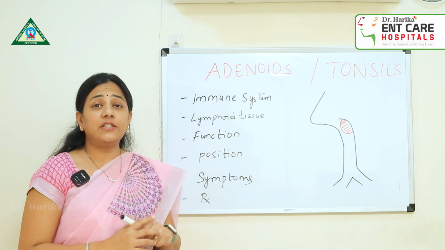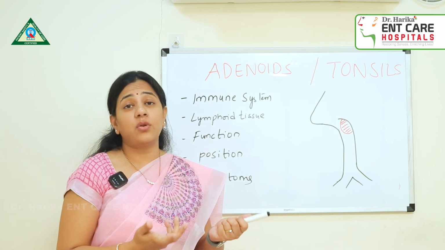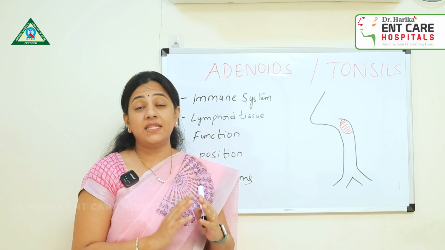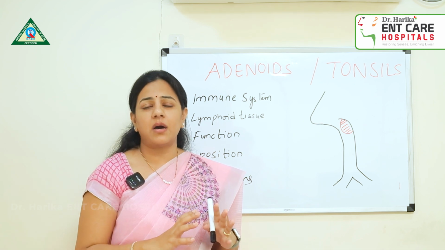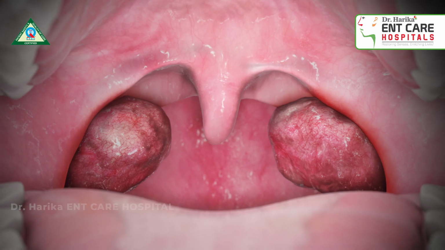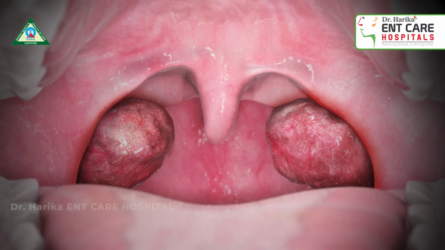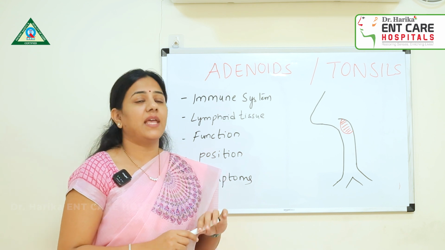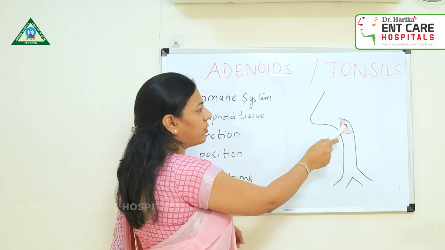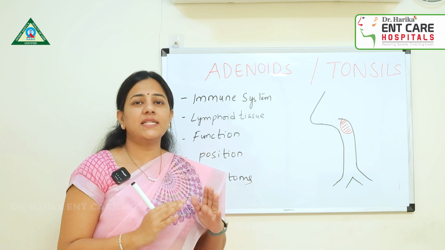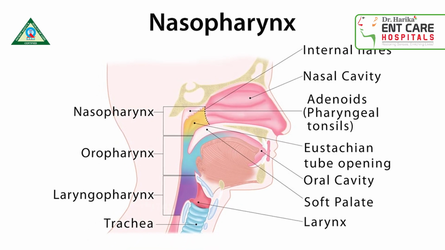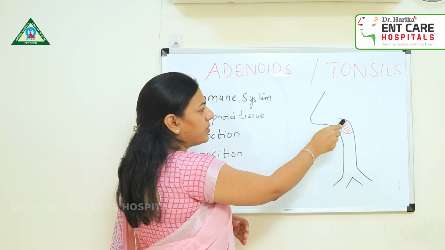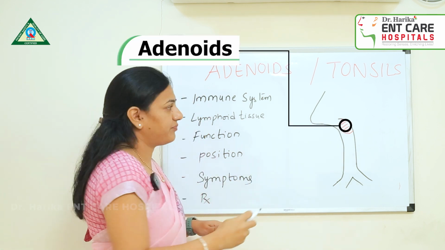But how are they different from each other? Why are they not the same? Tonsils are found on either side of the tongue. When we open the mouth and see inside, on either side of the tongue, what we see are the tonsils. But adenoids are not seen outside. They are present right behind the nose in the area called the nasopharynx. This is the airway. If we see, this is the nose and this is the airway. So behind the nose we see these adenoids.